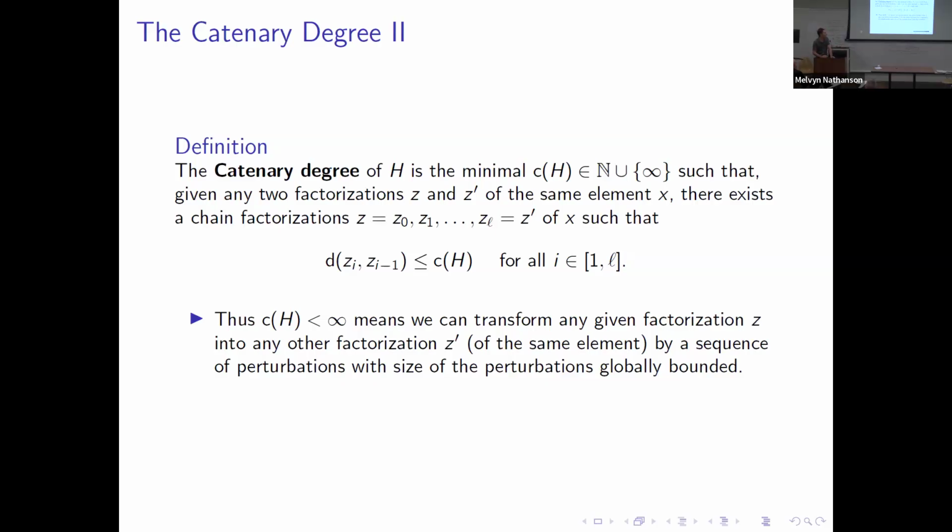So this is an example of an arithmetic invariant. It's going to be used to sort of decide whether or not factorization is wild or somewhat tame. Because if the catenary degree is finite, that means we can transform factorizations one to the other with small perturbations. And the smaller it is, the more restrictive we can do this.